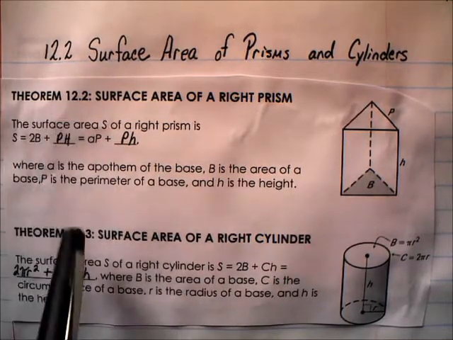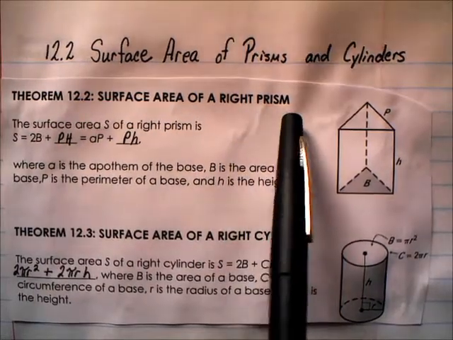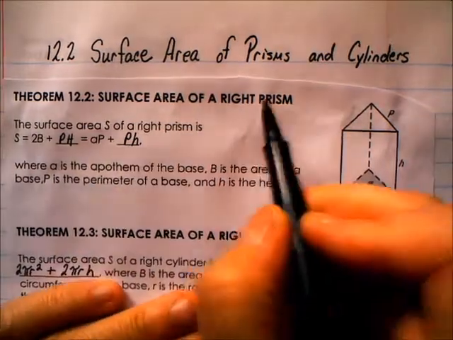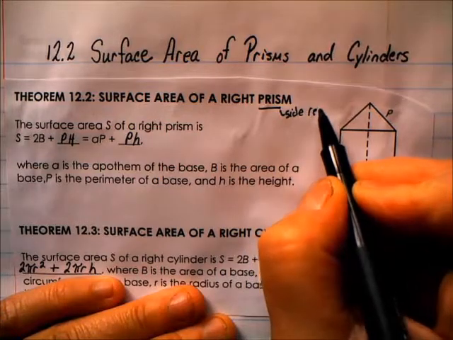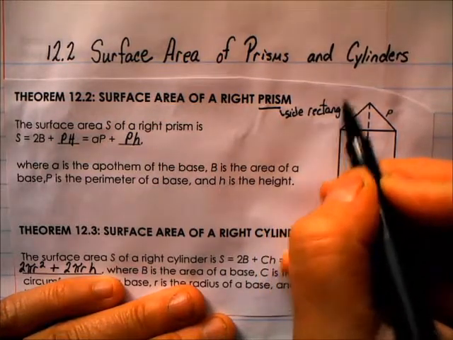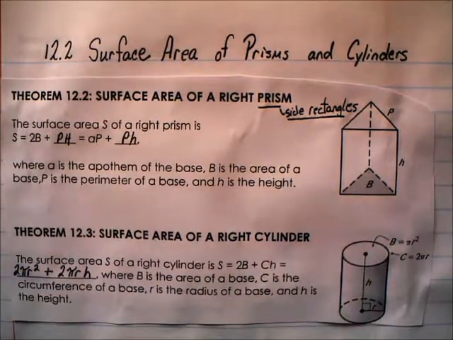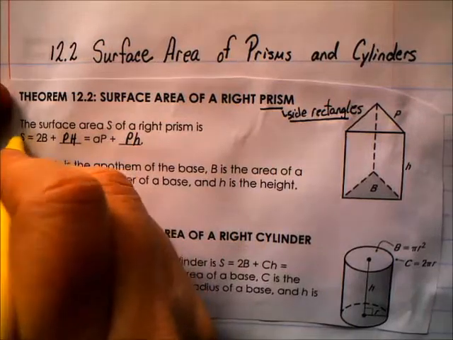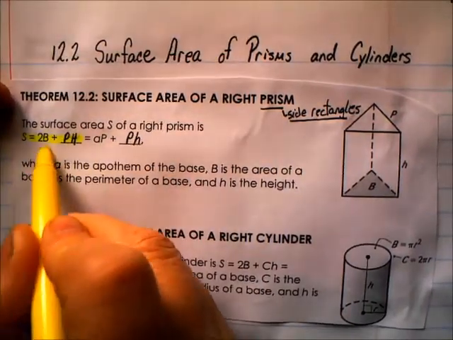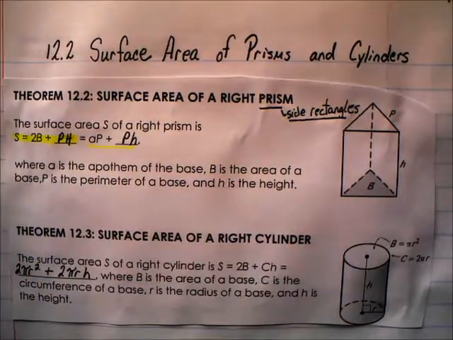On this one we have two theorems. The first one is the surface area of right prisms. Remember, with prisms, these sides will be rectangles so you can understand which are the bases. So the sides will always be rectangles. So the base will always be the other shape that is with the prism. And the formula for surface area is written here, that the surface area is 2B plus Ph, or you could have the shortened version here of AP plus Ph if you understand it.